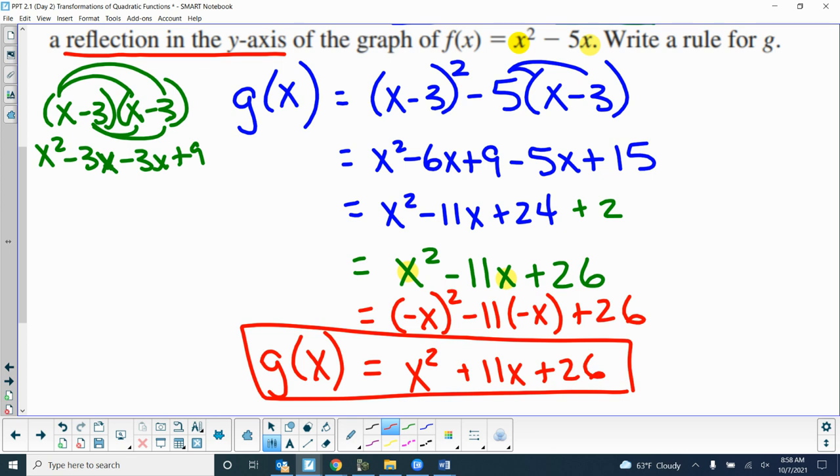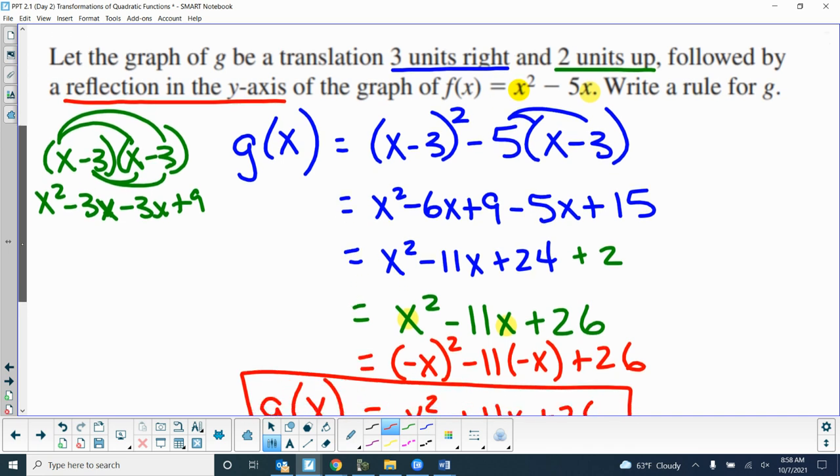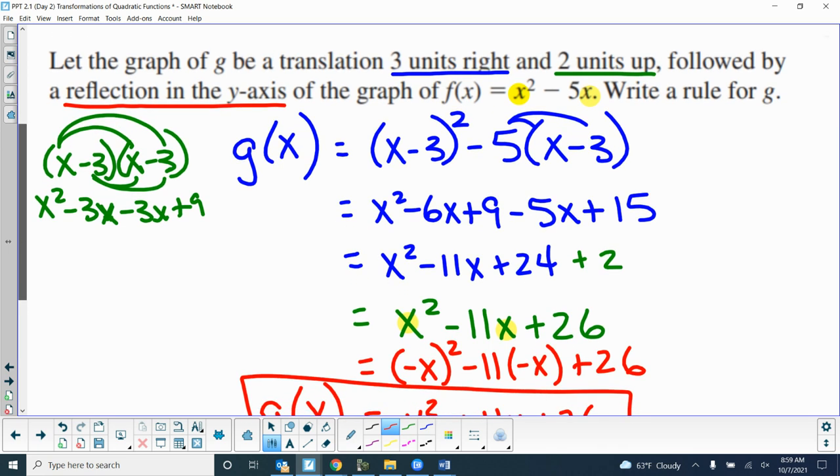Okay, so it wasn't just changing the x with the x squared. We had another x that was in our equation, our function. All right? So 3 units right, we go x minus 3. 2 units up, just plus 2 on the end. Reflection in the y, we change the x to its negative x, opposite.